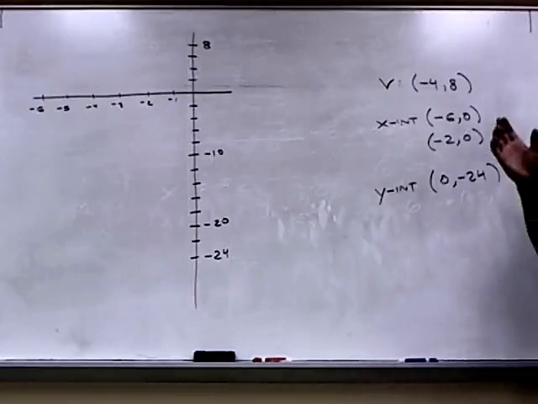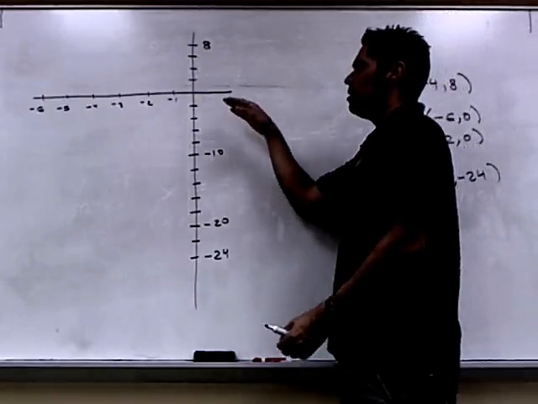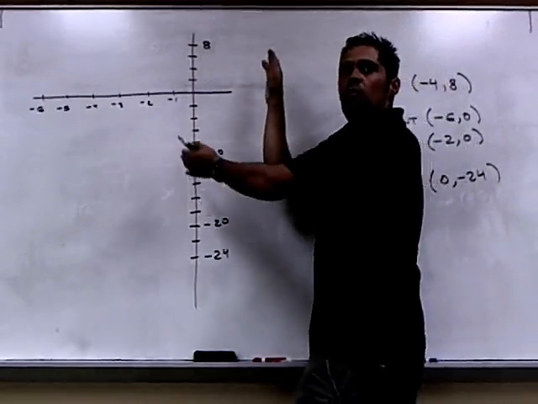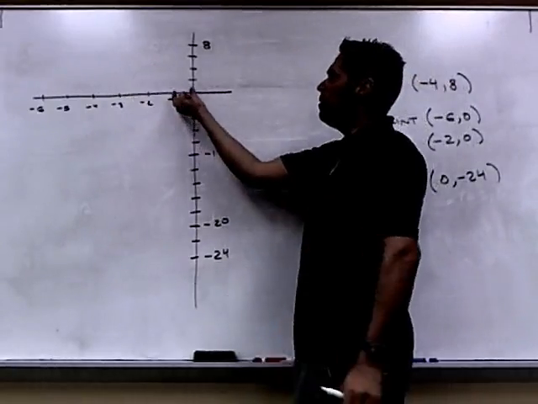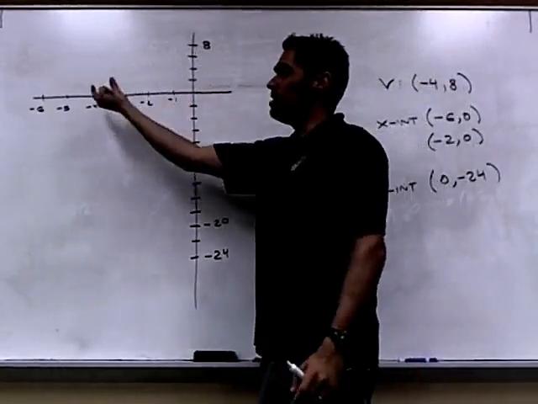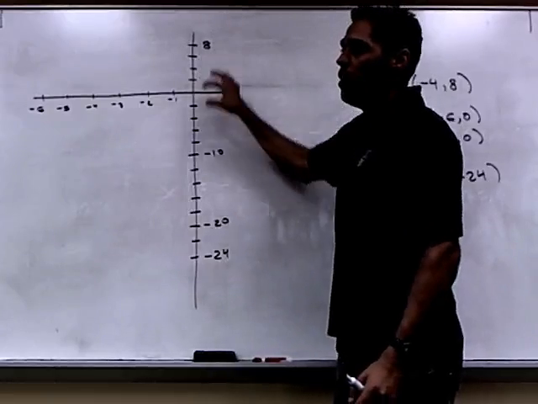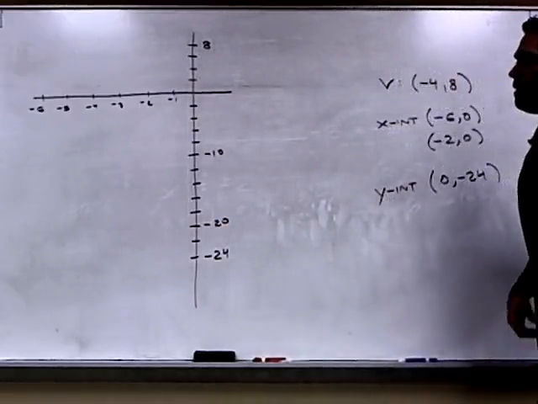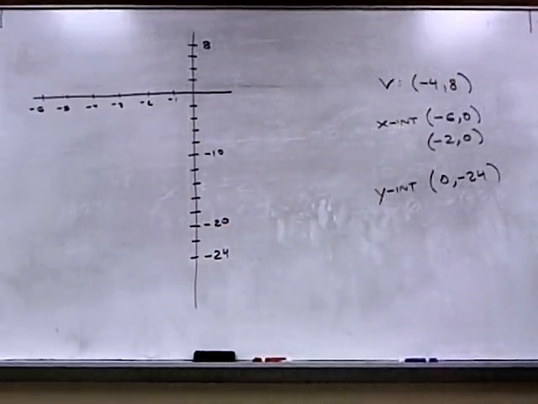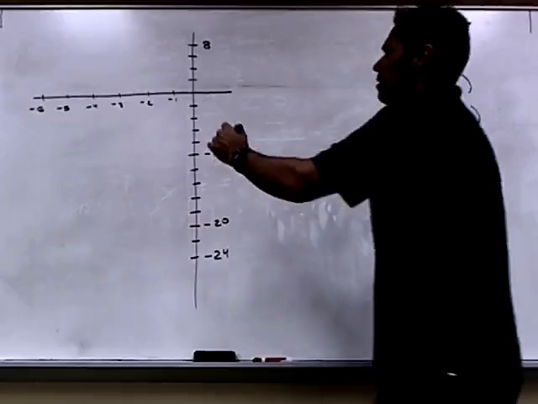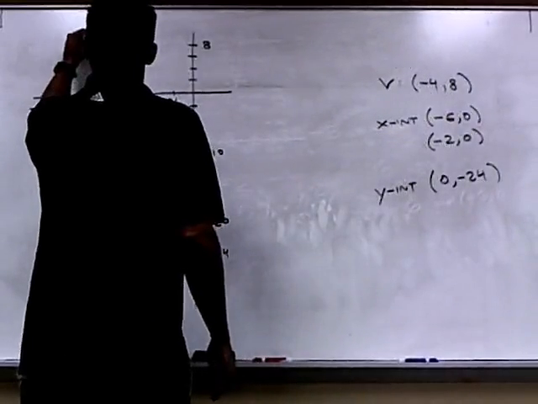Remember what I said before when we were doing lines. Your scales can be different in the y and the x direction, right? How much this measures in the x direction does not have to be the same as how much it measures in the y. All right, let's plot our points. Let's start with the vertex. -4, 8 was to the left 4 and up 8.